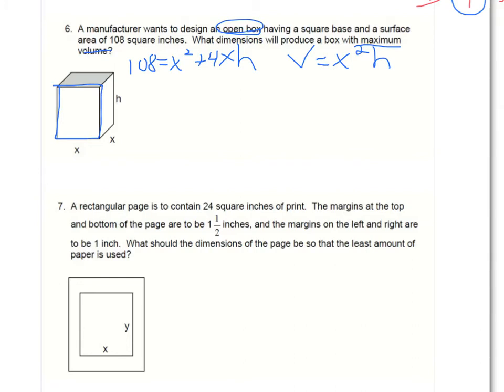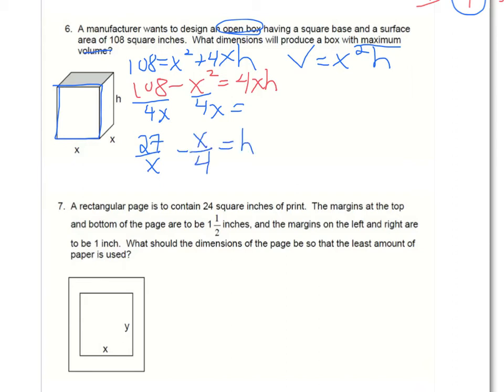So the easiest variable to isolate is h. And divide by 4x. We can simplify 108 divided by 4. So we get 27 divided by x minus, these x's can reduce, x over 4 equals h. We're going to substitute that into the volume equation.